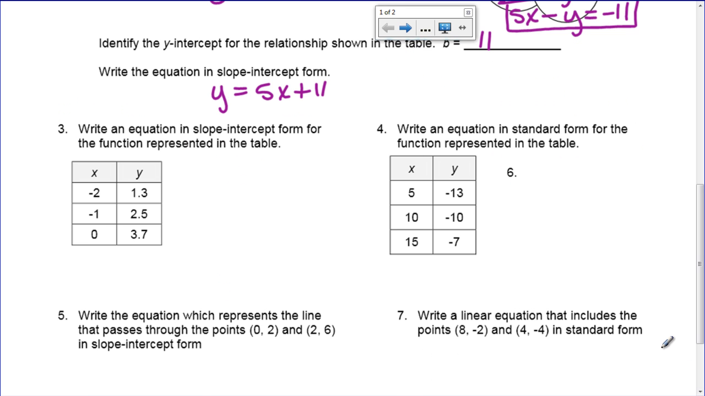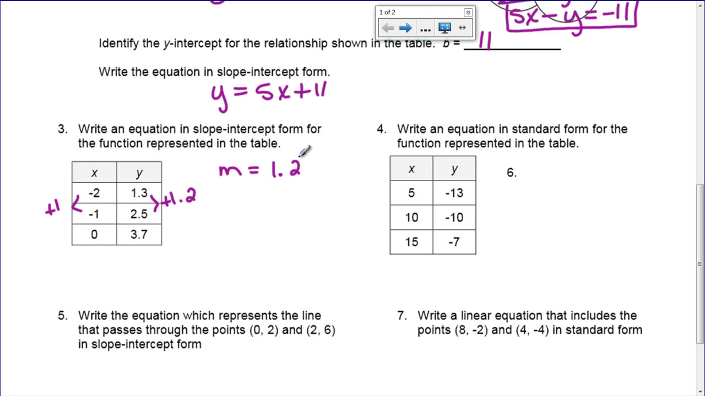So now number 3 wants an equation in slope-intercept form for this function in this table. So the first thing I need to do is find the slope of the line. I'm going to have to know it if I want to write an equation. So for the slope of a line, I got to find my change from 1.3 to 2.5. I just take my calculator out and I subtract, and I get that that is adding 1.2. So those numbers are getting bigger. And my change from negative 2 to negative 1 is also plus 1. So that makes my slope 1.2.